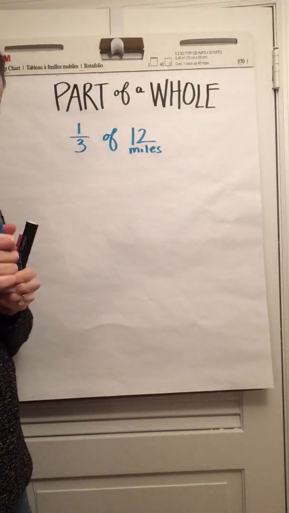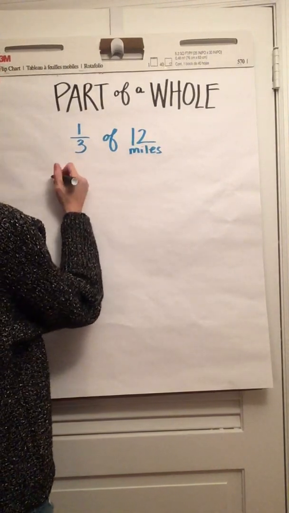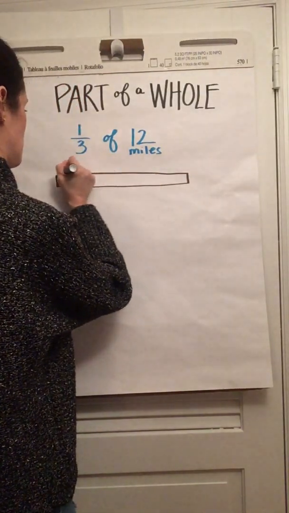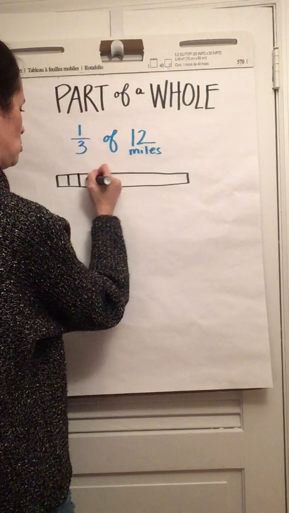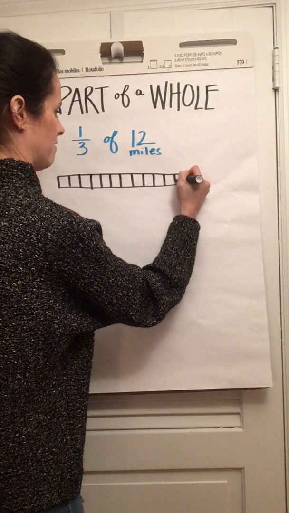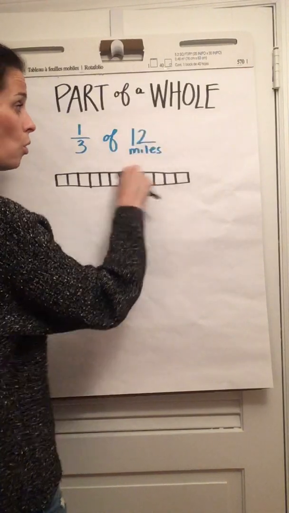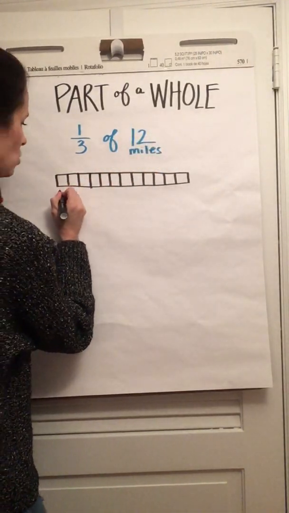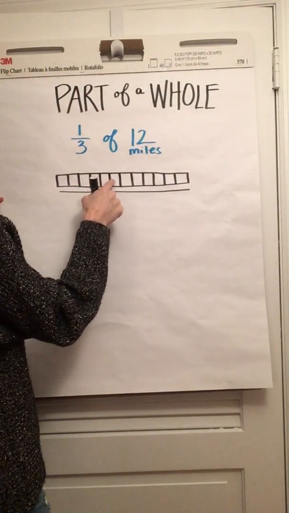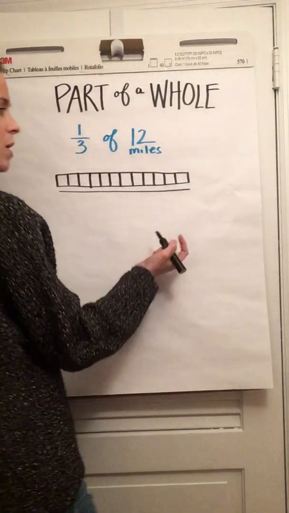Okay, and so when we look at part of a whole, I'm going to draw a model really quick. So let's say it's a 12-mile bike route or bike path. So let's see. 1, 2, 3, 4, 5, 6, 7, 8, 9, 10, 11. Ooh, good, that worked out well. Okay, so we have 12 pieces here. So if the whole thing is 12 miles, that means this whole stretch is 12. 1 mile, 2, 3, 4, 5, 6, 7, 8, 9 miles, 10 miles, 11 miles, 12 miles. Okay, so it's a 12-mile bike path.